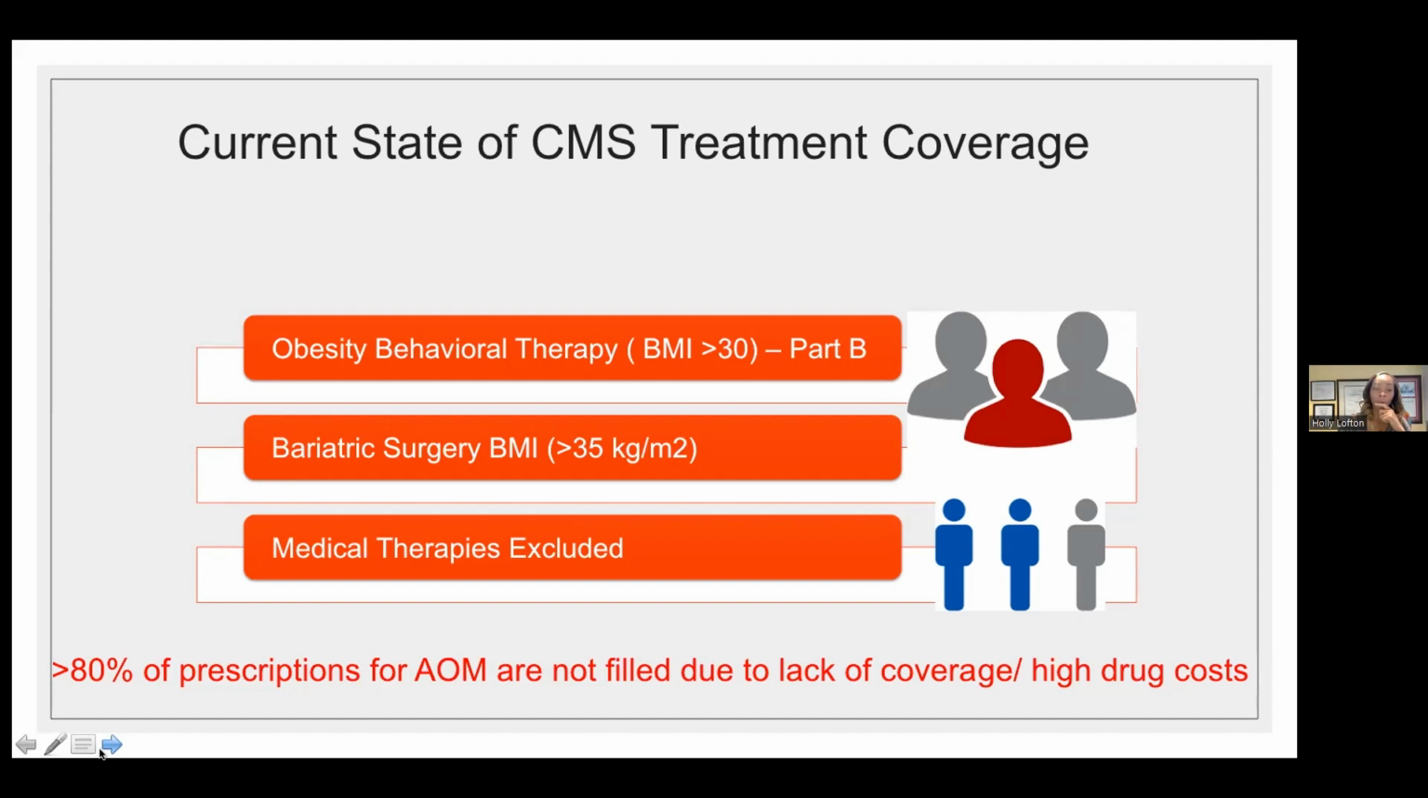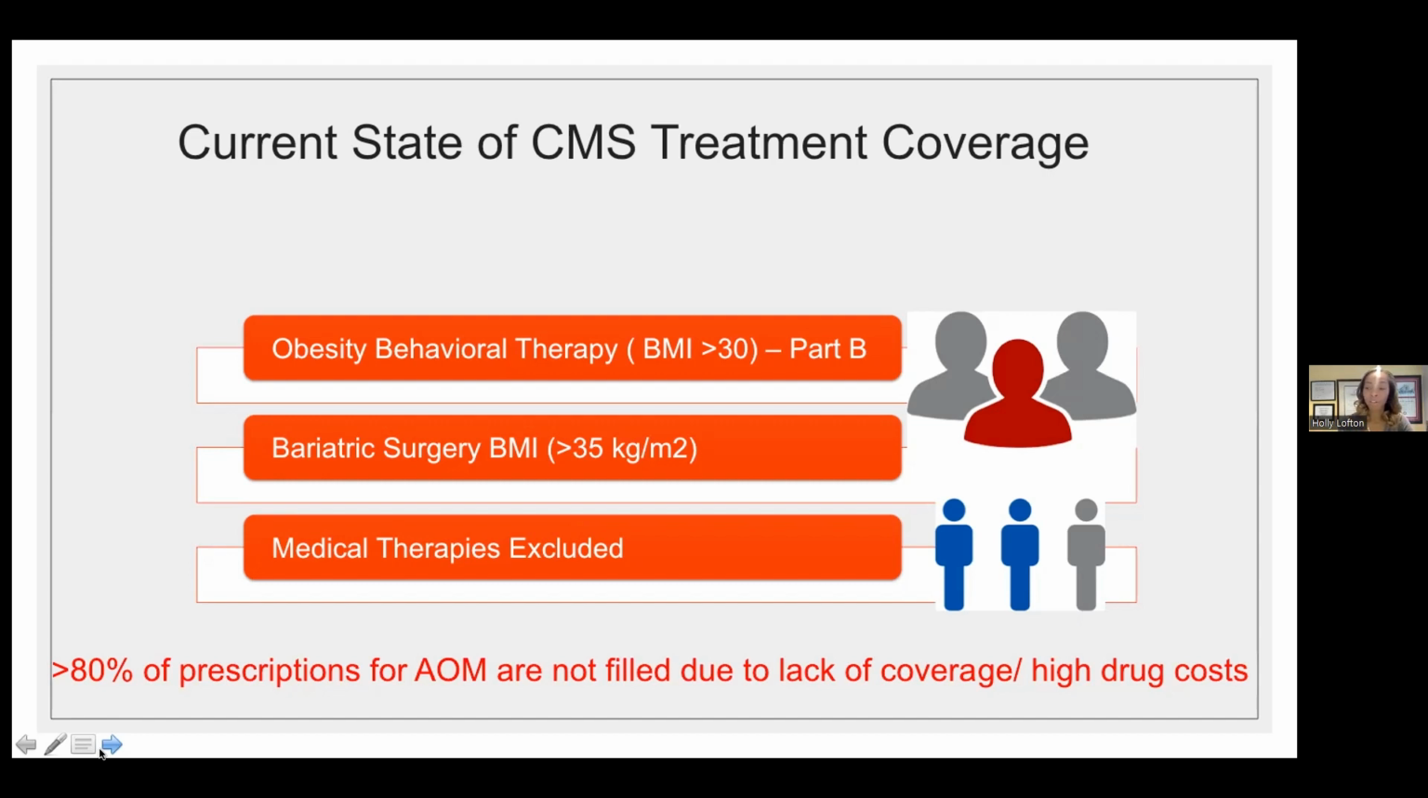It really precludes patients who are BMI 25.1 to BMI 29.9 from having access to therapies. And we try to prescribe these medications, but statistics have determined that 80% of prescriptions that are written for anti-obesity medicines, that's AOM, are not filled due to lack of coverage and high drug costs. And this is a shame for our patients who don't have access to therapies that have been proven to be efficacious for them because they're using CMS as their coverage.